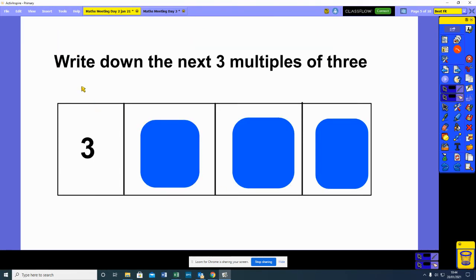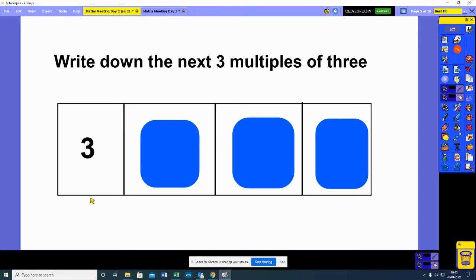Okay, so we've just counted in multiples of 3. So I want you to write down the next 3 multiples of 3, starting at 3. I'm going to pause the video and wait for you to write those down. Fill in my blue boxes.